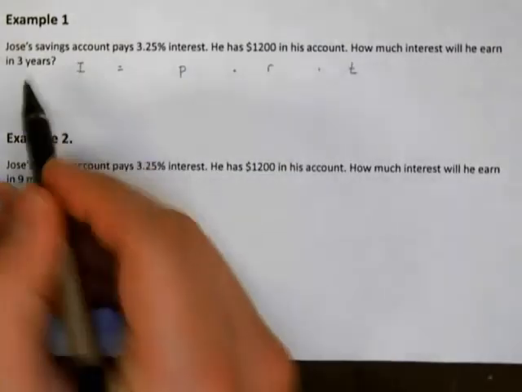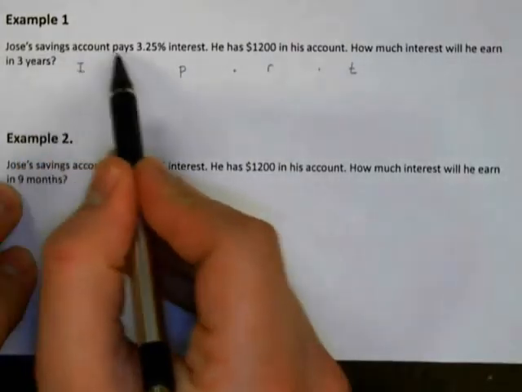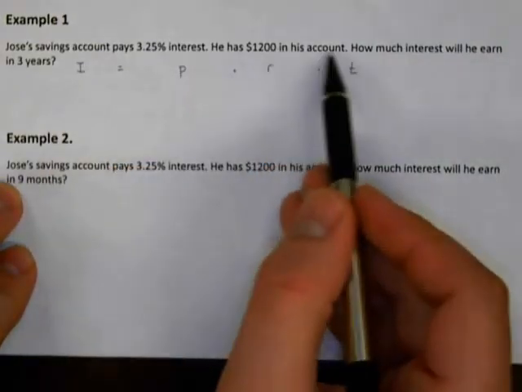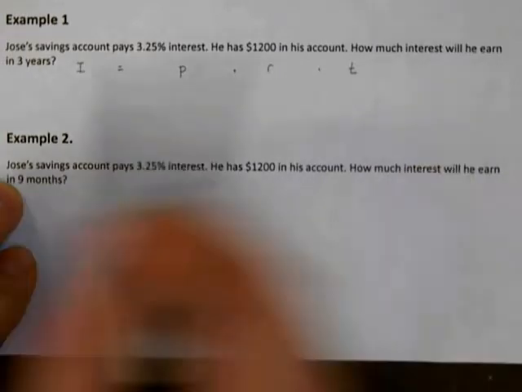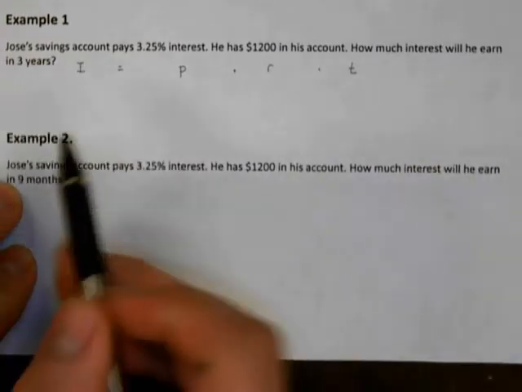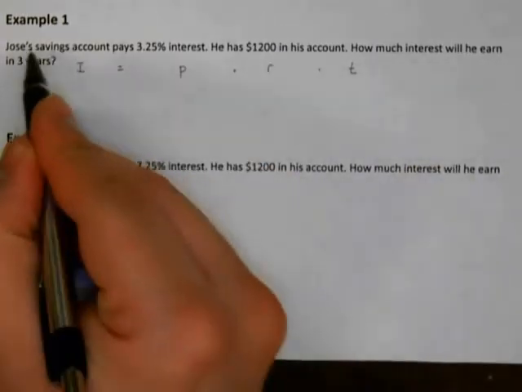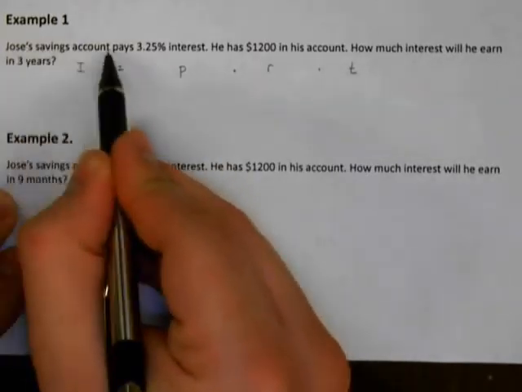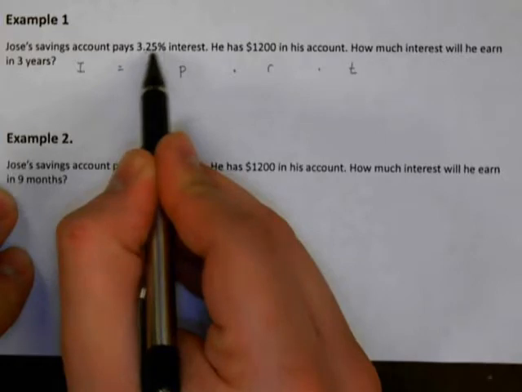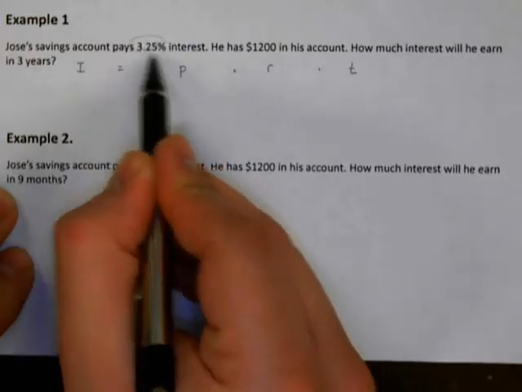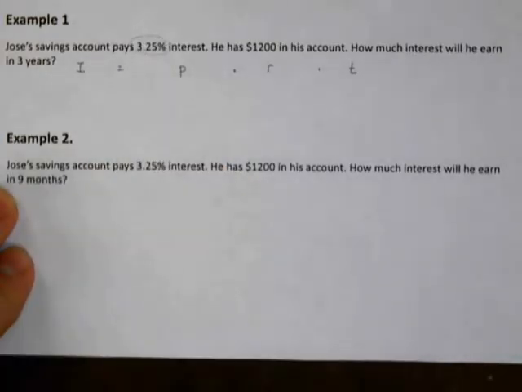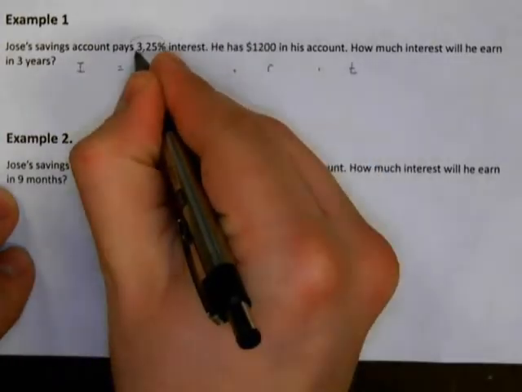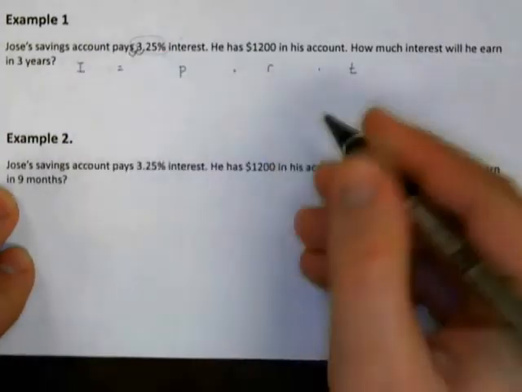Okay, so it says Jose's savings account pays 3.25% interest. He has $1,200 in his account. How much interest will he earn in 3 years? Okay, so this is very simple. The first thing we have to do is just take it number by number. So let's start here. Jose's savings account pays 3.25% interest. Well, we know that this percentage right here identifies the rate, the percentage rate. So we're going to change this to a decimal by moving it back twice, and we get 0.0325.